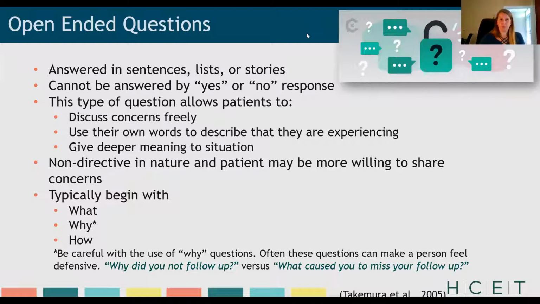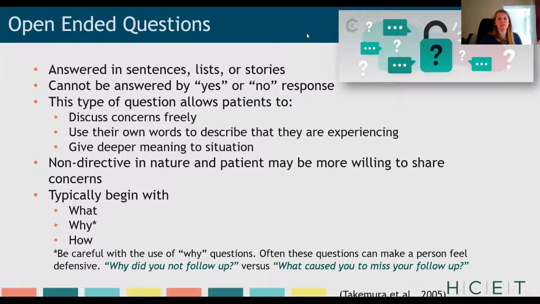When you ask an open-ended question, somebody answers it in sentences, lists, or stories. This is not a question that can be answered yes or no. Like me asking, what's your favorite color? You can't answer yes or no. But this type of question is really helpful because it allows patients to discuss their concerns freely. They can use their own words to describe what they're experiencing, and it gives a little bit deeper meaning and context into the patient's situation, okay?